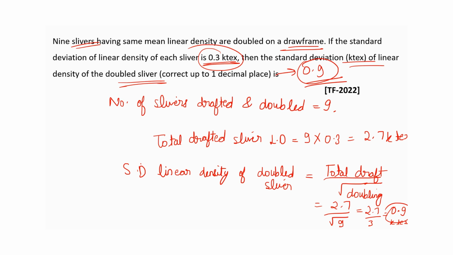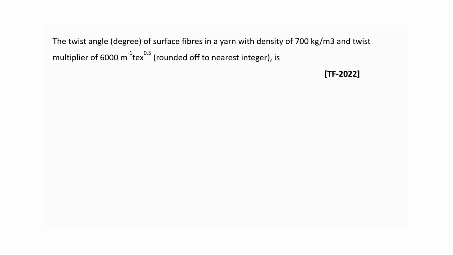Now coming to the next question. In this question, it is said that the twist angle in degree of a surface fiber in a yarn with a density of 700 kg per meter cube and twist multiplier of 6000 per meter into under root tex, rounded off to the nearest integer, is. It is a 2-mark NAT question. So in this question, what is given is TM, the twist multiplier. The other one, the density, is given as 700 kg per meter cube. It is a density, small d. So you have to find the twist angle theta.